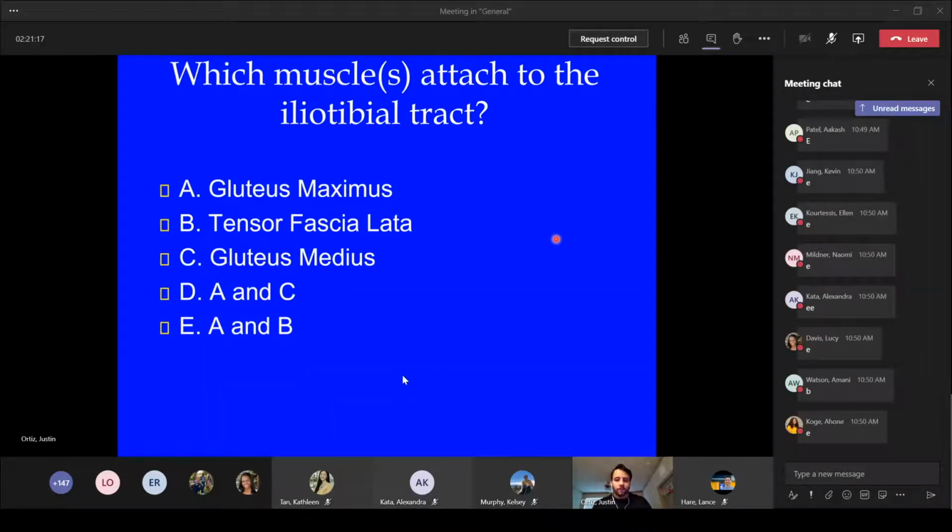All right. So it is going to be, yes, E. The gluteus maximus as well as the tensor fascia lata are going to supply the iliotibial tract. Does anybody remember the innervation of the gluteus maximus and the tensor fascia lata? Superior gluteal nerve and inferior, respectively.